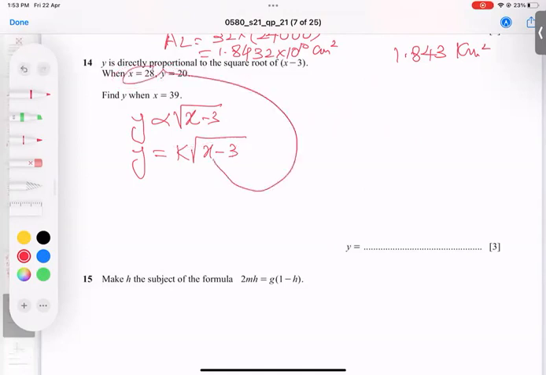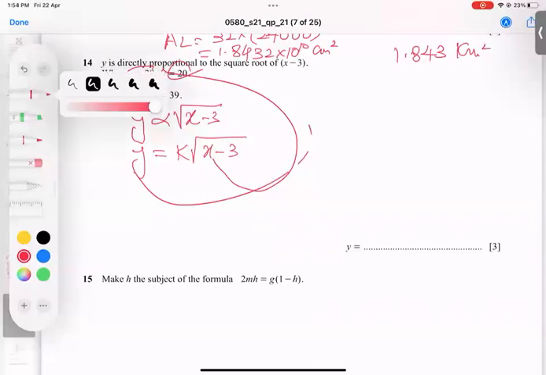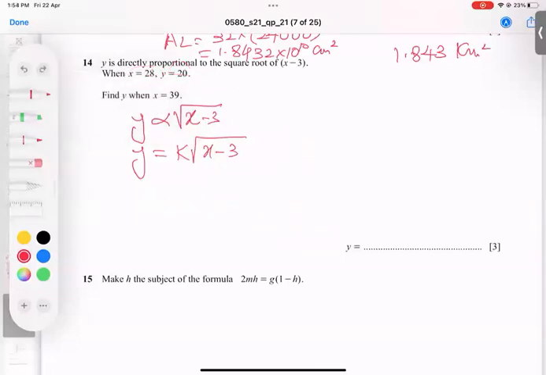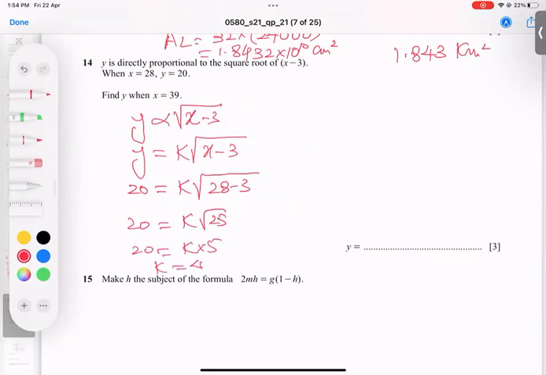X is given 28 and y is given 20. So have a look how I plug in. Y is 20, k value unknown, x is 28. 28 minus 3 is 25. Root 25 is 5. And here 25 goes down, so it becomes 4. Don't leave it here. I have seen many students leave it here. No, you must put the k value back here. So y is equal to 4 times 2 root of x minus 3.